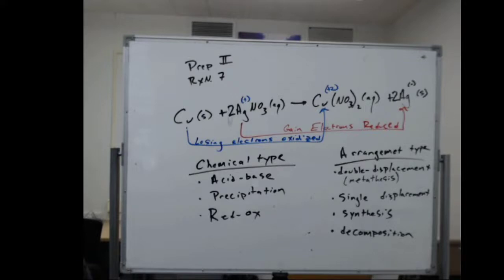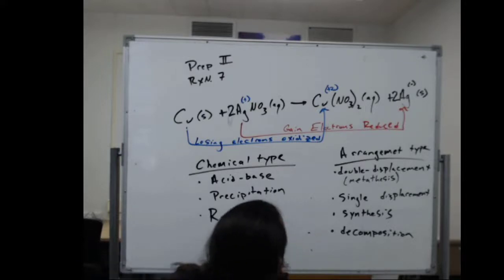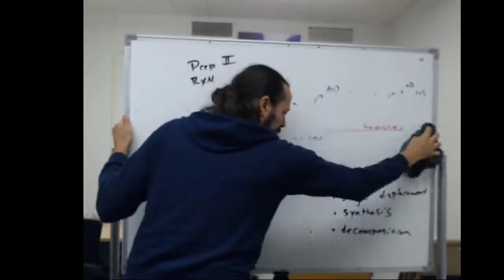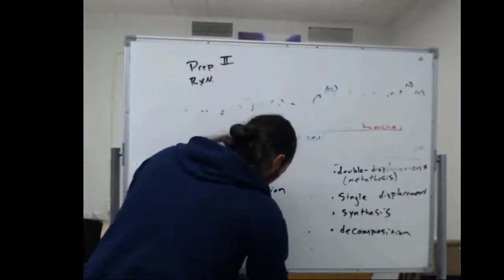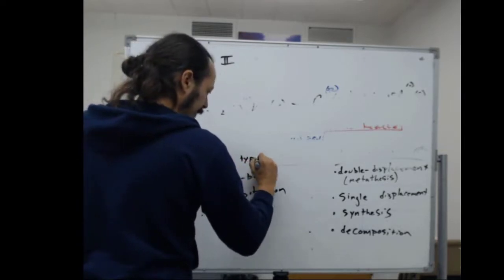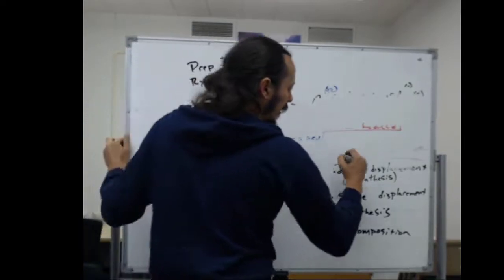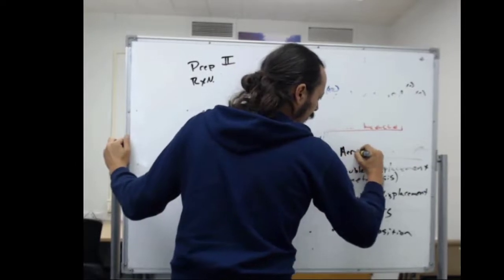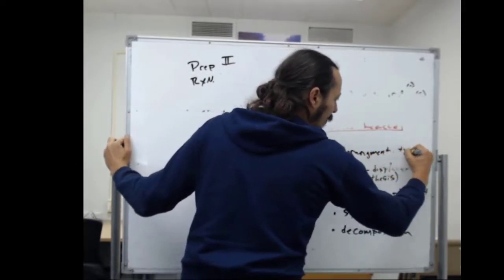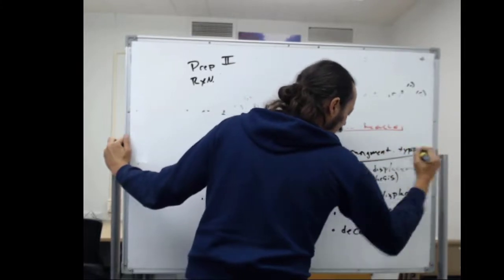Going on to number 6, or back to number 6 rather. Oh, I don't want to erase that. I'm going to leave that. So I like to think about it in terms of, we've really got 2 ways we could think about our reactions types.